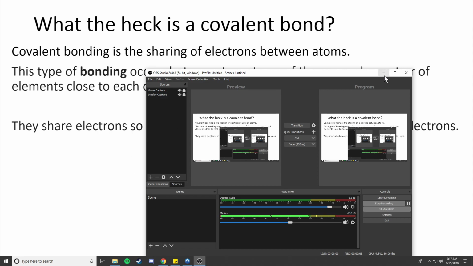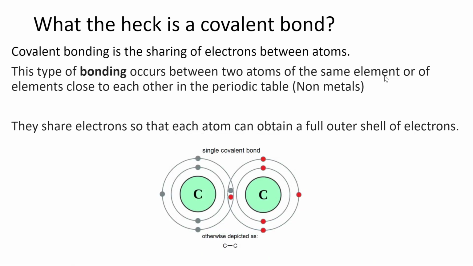We're starting off today with covalent bonds. We're going to spend 2 lessons learning about this. First lesson is covalent bonds and graphene, or graphite. Next is diamond and putting it all together. So, starting off today, what the heck is a covalent bond?